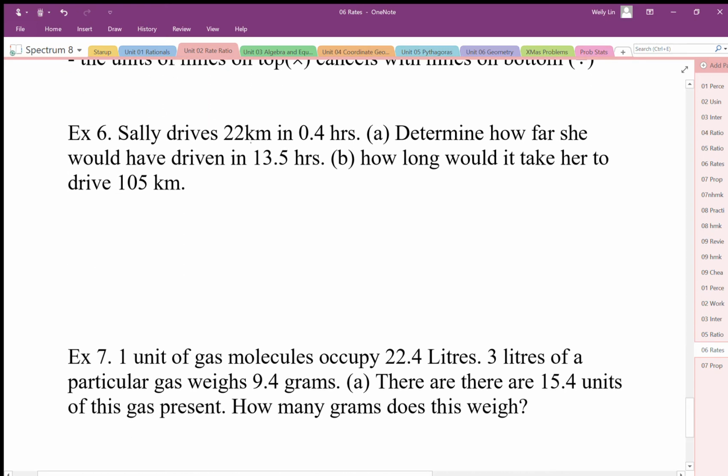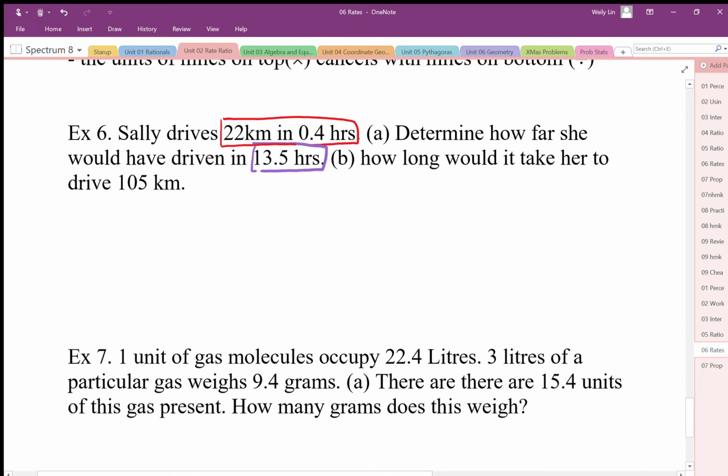So we have 22 kilometers in 0.4 hours. That's my rate. This is my comparison here, which is my rate. So this is a factor I'm going to use for my conversion. And I want to start with 13.5 hours. I want to convert that into distance.